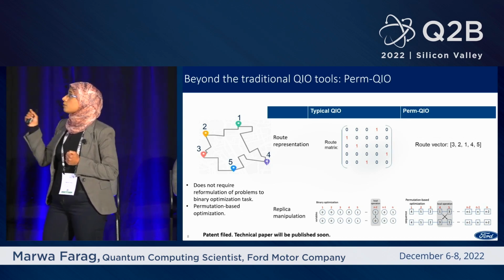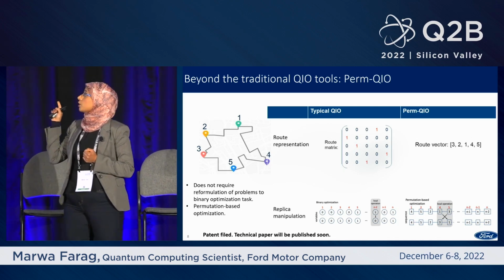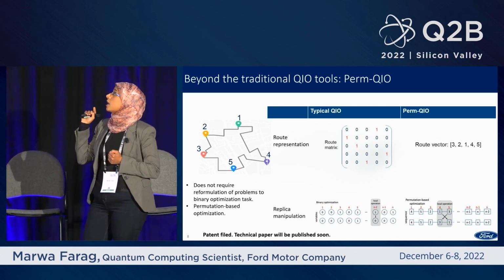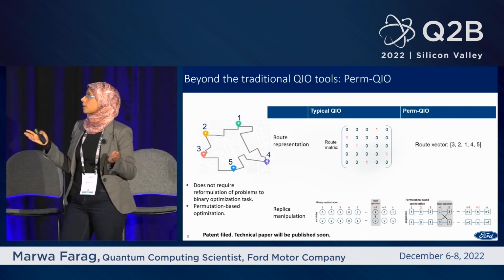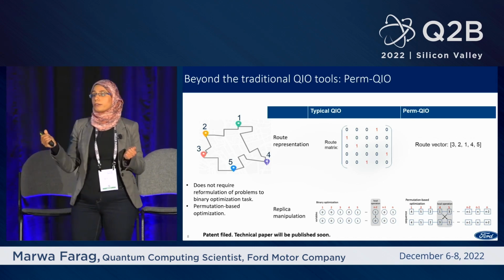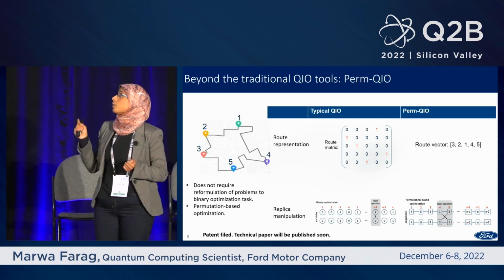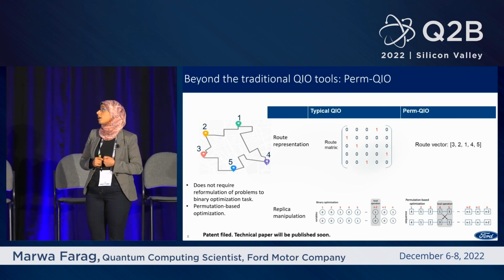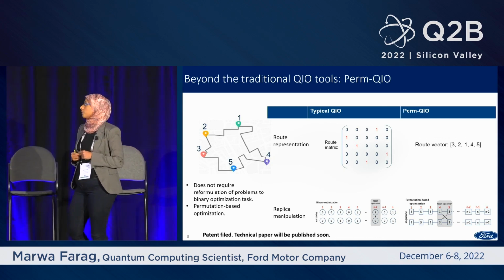Instead of starting from a binary matrix, we convert it into route vectors. In this case, two things can be noticed. First, you don't need to convert this problem into a binary. And second, in terms of memory, this is a huge saving. Going from a matrix to a vector, you really save memory.